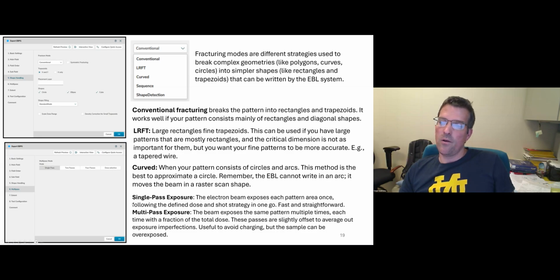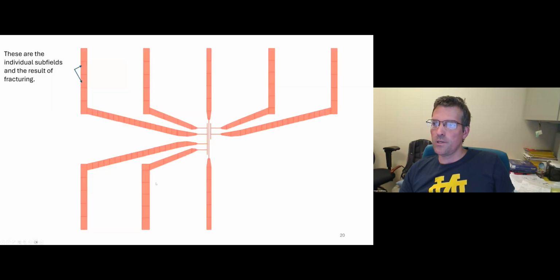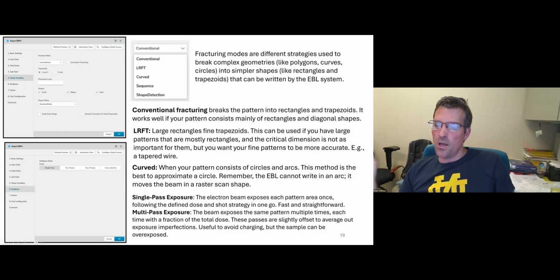And then you can also pick if you want to do a single pass exposure or multi-pass exposure.